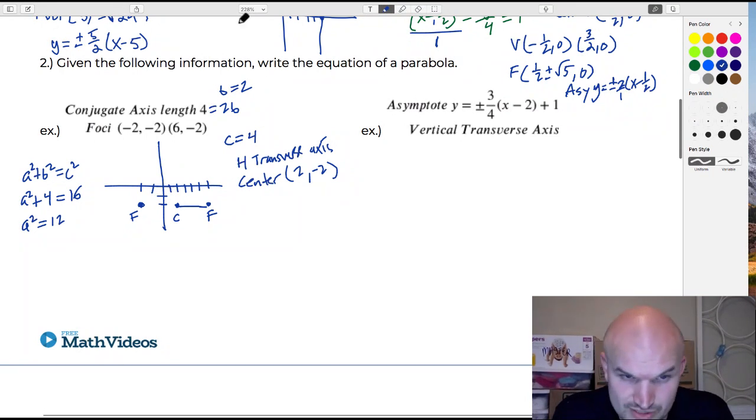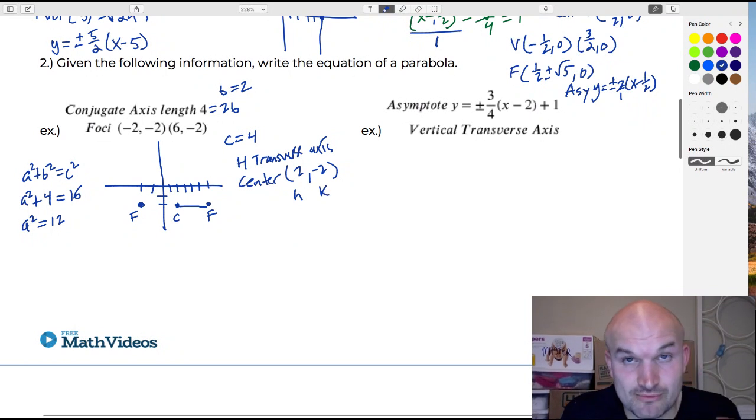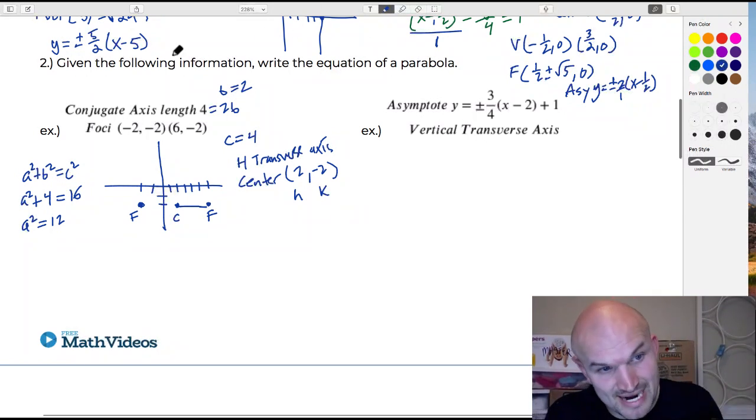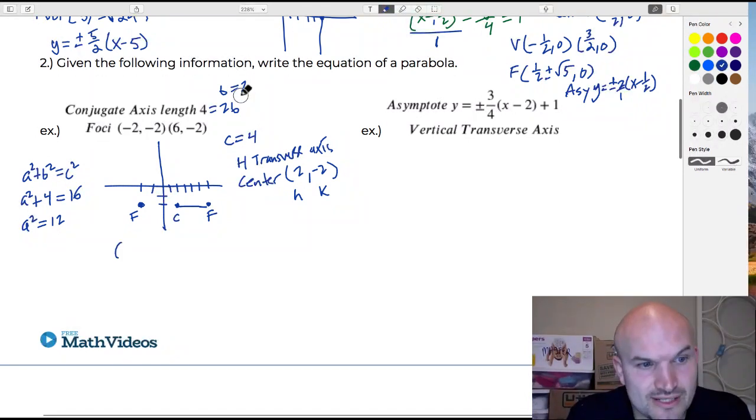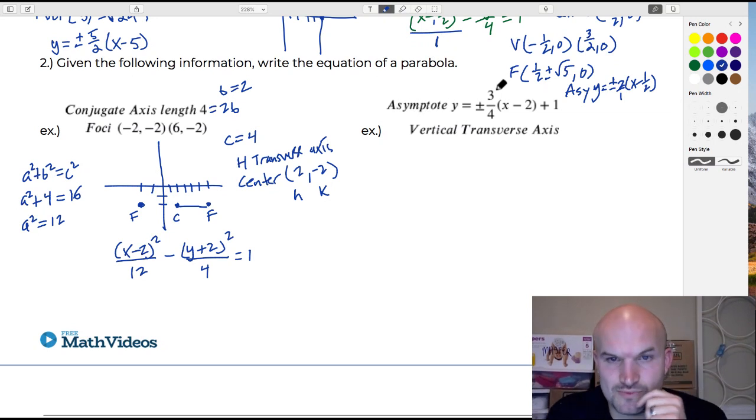Now we don't need to solve for it. We're just good right there. Now remember, that's your h and that's your k. So remember, it's always the opposite, right? Since it's a horizontal transverse axis, my a squared is going to be under my x. So I'll write this as x minus 2 squared over 12 minus my y plus 2, because it's the opposite of negative 2, squared, over my b squared, which is 4.